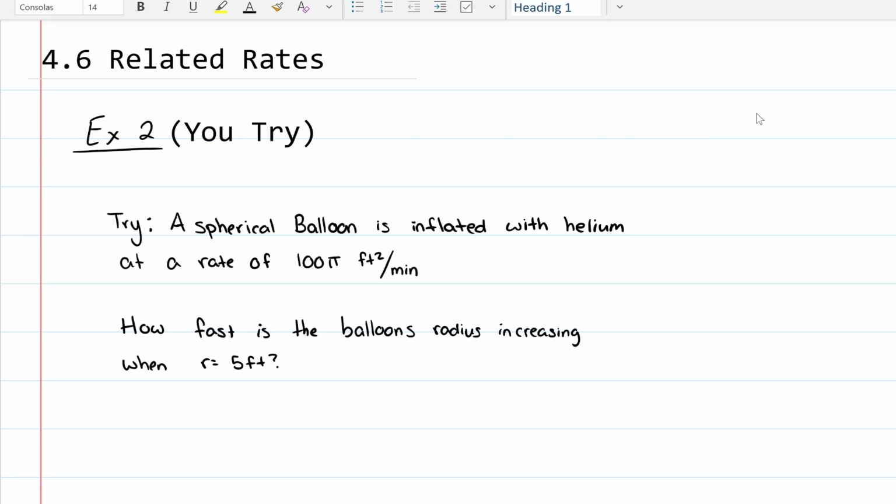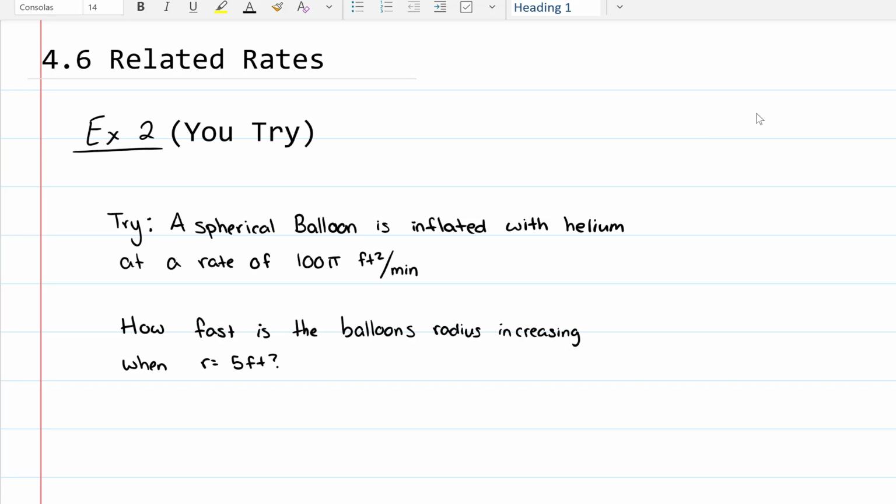Example 2, you try. So what I want you guys to try to do on your own right now is solve this problem. A spherical balloon is inflated with helium at a rate of 100 pi feet squared per minute. How fast is the balloon's radius increasing when the radius is 5 feet? So what we want to do here is take a balloon that we're filling up with air and it's getting larger at a certain rate. We want to know how fast is the radius changing when the radius is 5 feet.